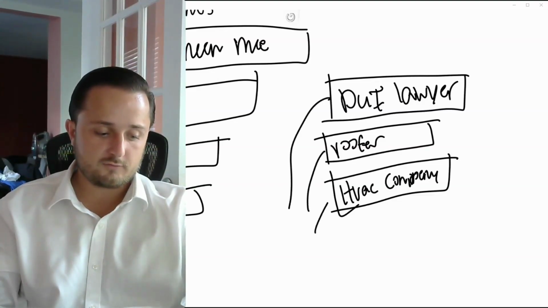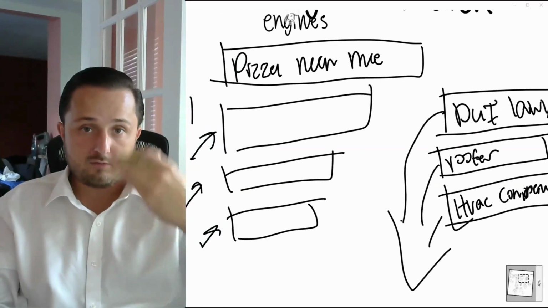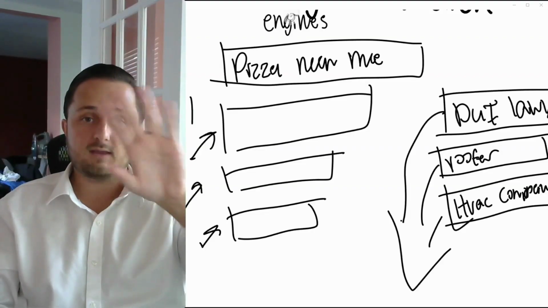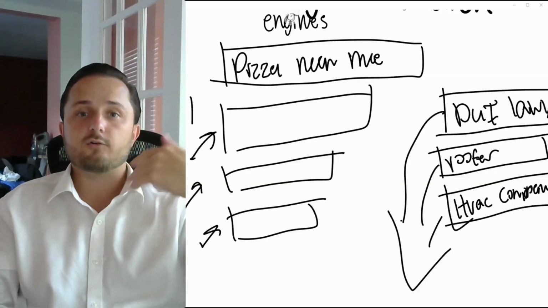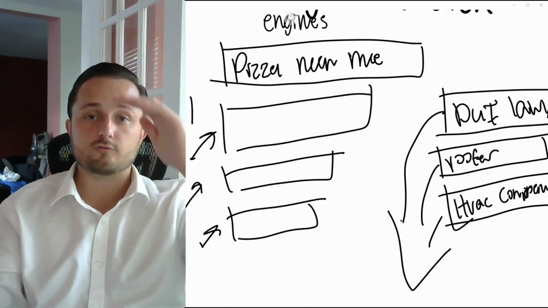From these search results, and when I say search results, what I mean is when you go and search in Google and you see all of the websites being displayed or the Google business profiles being displayed, those are search results. When you type in a keyword and hit enter into Google, that is called the search results page.